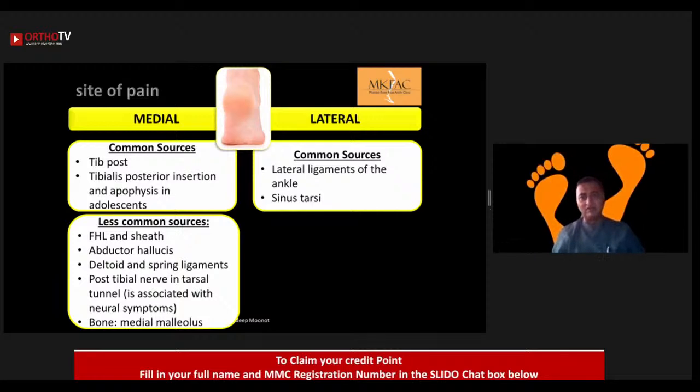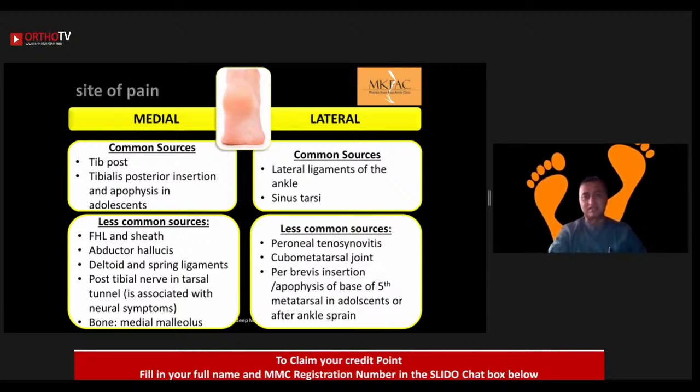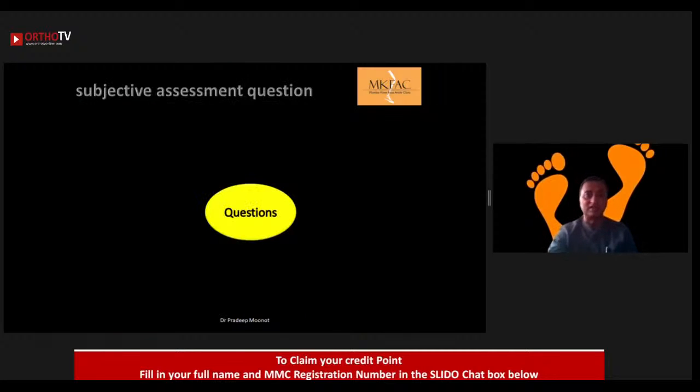On the lateral side, you have lateral ligament injury, as commonly discussed before, that can give rise to pain, and sinus tarsi as well. Less common sources: peroneal tenosynovitis, tumor, metatarsal joint involvement like arthritis in that. Peroneus brevis insertion or apophysitis of the base of the fifth metatarsal, especially in adolescents or after ankle sprains.